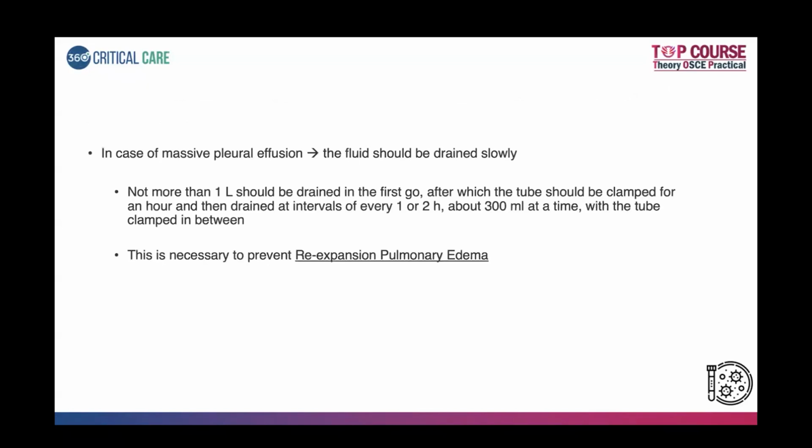In cases of massive pleural effusion, the fluid drainage should be very slow. Not more than 1 liter should be drained in the first go itself. So, if at all almost 750 ml has been drained, it needs to be clamped and thereafter it has to be drained at intervals of 1 to 2 hours, about 300 ml at a time, with the tube clamped in between. This is very, very important because if it is not done properly and in one go you allow a large volume of fluid to be drained out, that can lead to re-expansion pulmonary edema and further worsen oxygenation, necessitating intubation and mechanical ventilation.